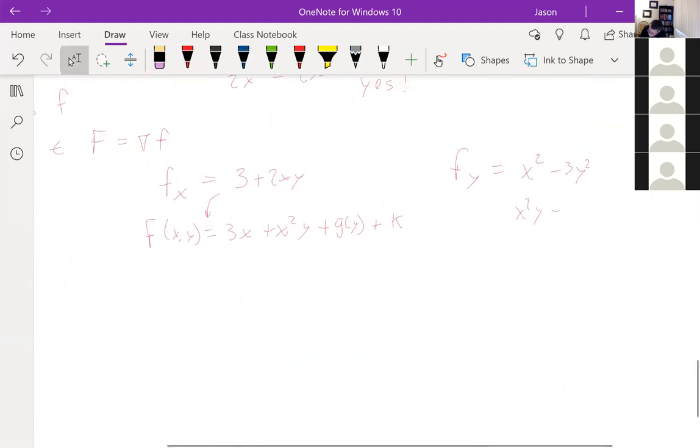Okay, so this is x squared y minus y cubed over 3, plus, and I'll call this, I don't want to use j, let's use b of x, plus, and instead of k, we'll call this L. Just some other constant. Okay, so this is f of xy.